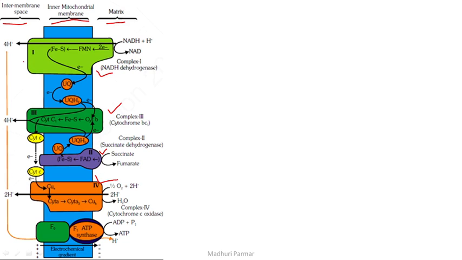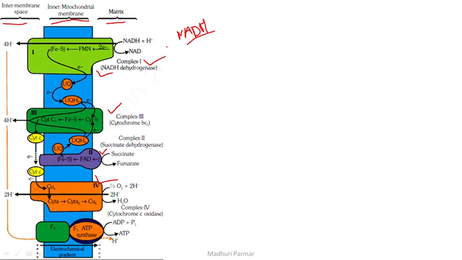Okay, now let us understand what will happen. Let us say your reducing power is NADH. We are talking about NADH. So you have this NADH. You want to oxidize this NADH. So which is the first complex that you go to? You go to complex number 1, which is NADH dehydrogenase.